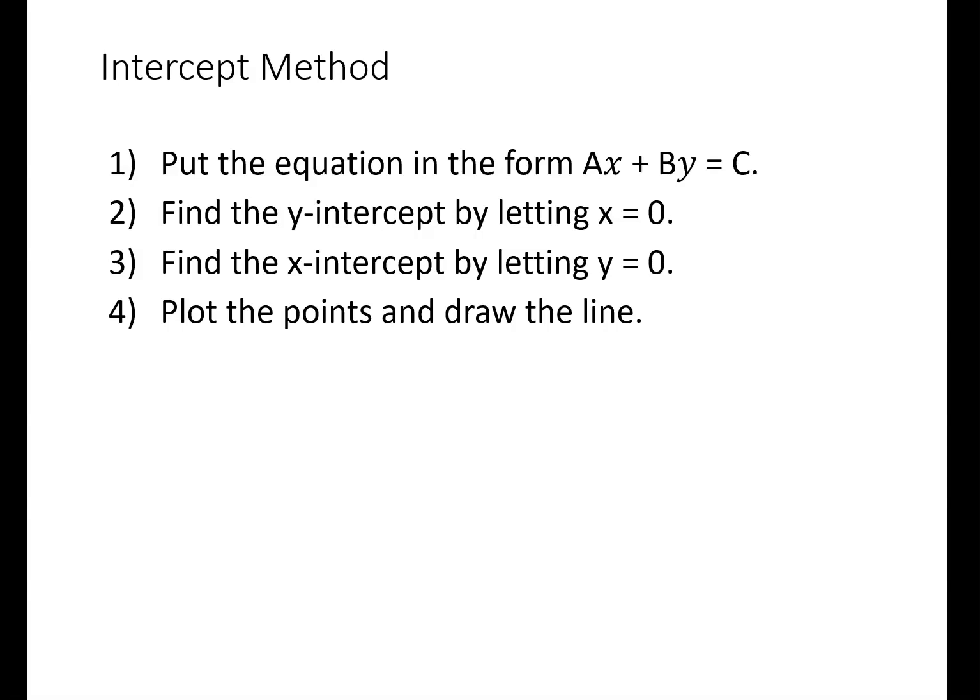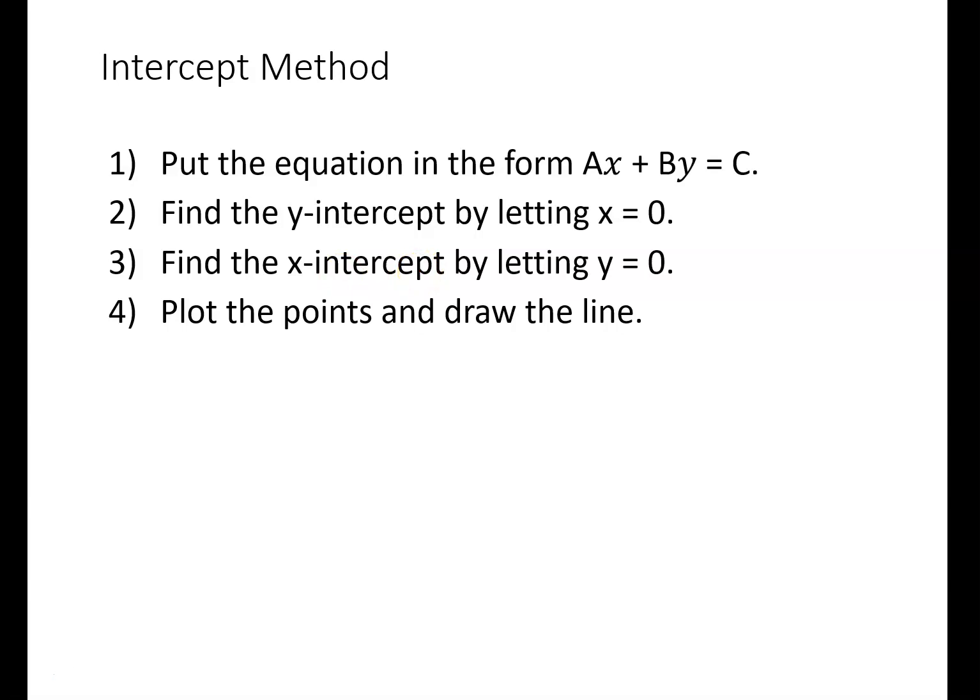Okay, step 1, put the equation in the form ax plus by equals c. So that means you want your x and y terms on the same side, your constant on the other side. Step 2, find the y-intercept by letting x be 0. Because anytime x is 0, the y value of that ordered pair is going to be your y-intercept. Find the x-intercept by letting y equal 0.